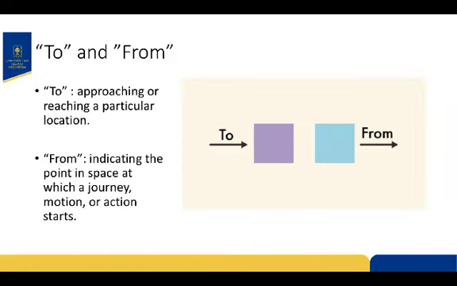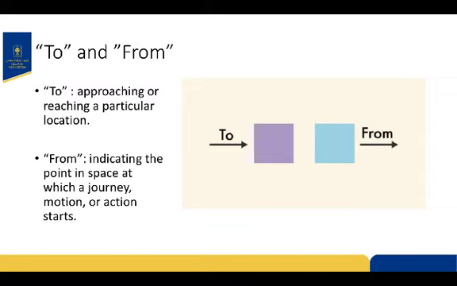The first one is the prepositions to and from. As you can see from the picture here, to is used to describe approaching or reaching a particular location. Meanwhile, from can be used to indicate a point in space at which a journey, a motion, or an action starts.